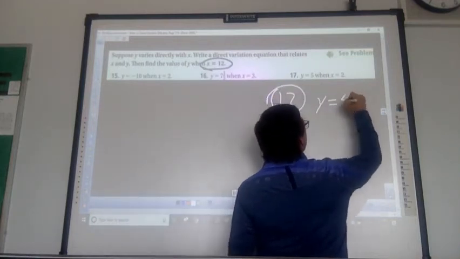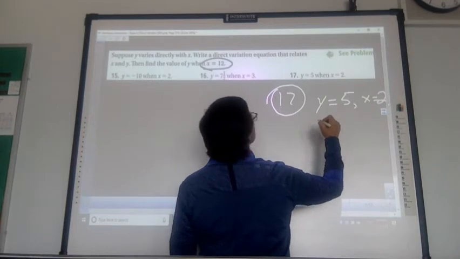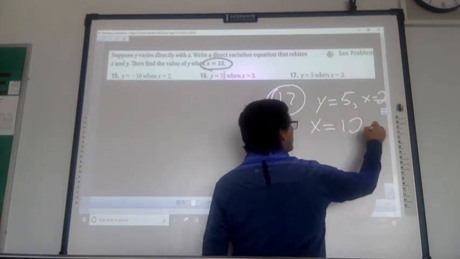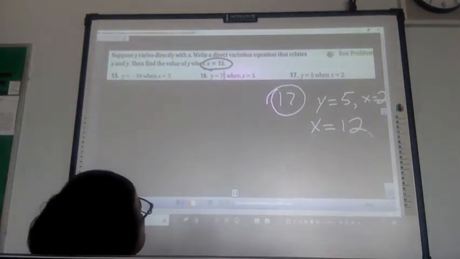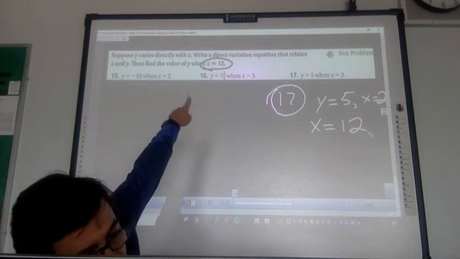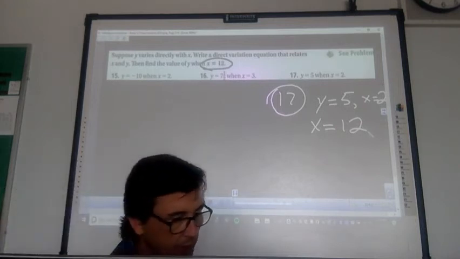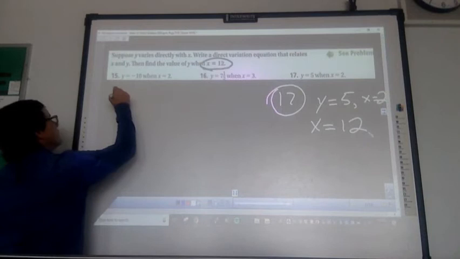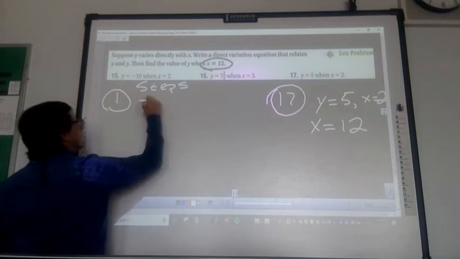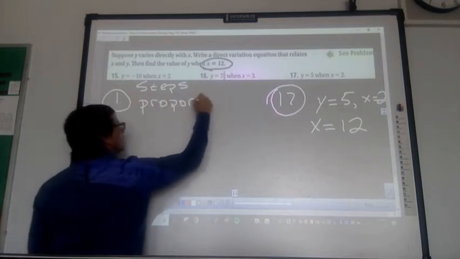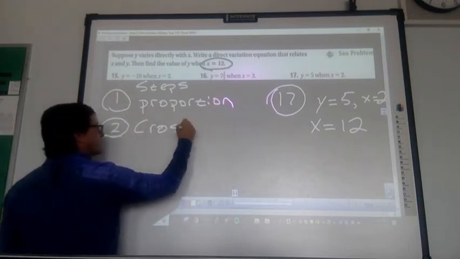So y equals 5, x equals 2, and your new x is 12. Okay, so do the proportion and solve for the new y, and then tell me what k is and write the equation. So set up a proportion, steps again. Proportion, cross multiply to solve for y.